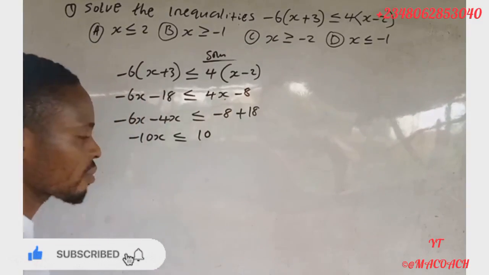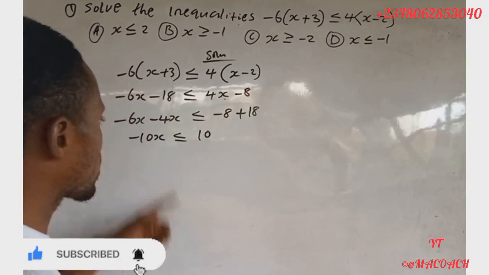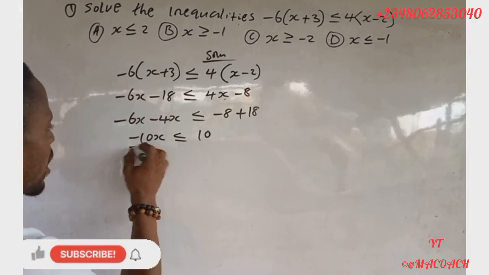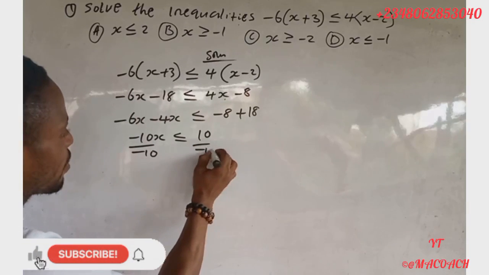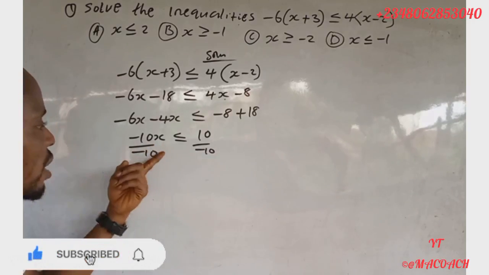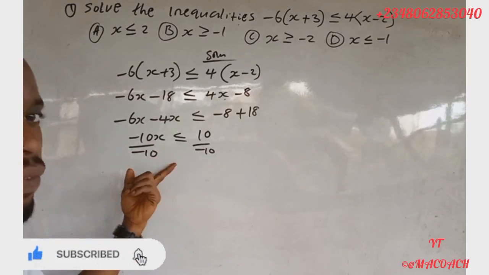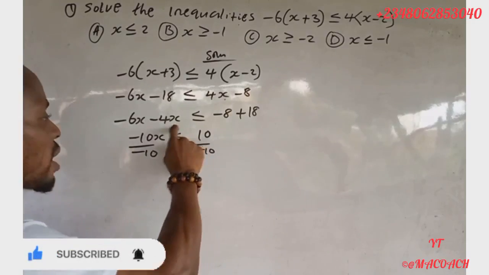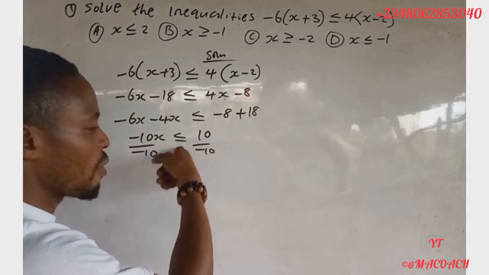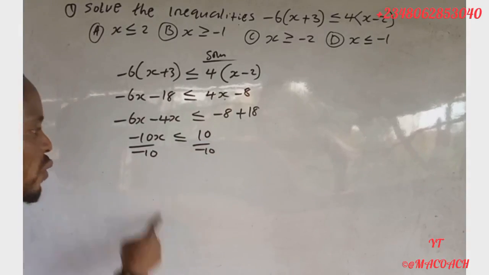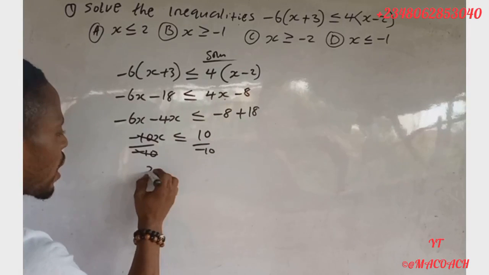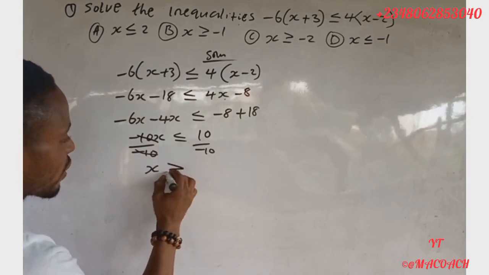To get the value of s, we divide both sides by the coefficient of s, which is minus 10. Note that when you divide an inequality by a negative number, the inequality sign will change. This one is less than or equal to before, and it will change to greater than or equal to because we are dividing by a negative number.